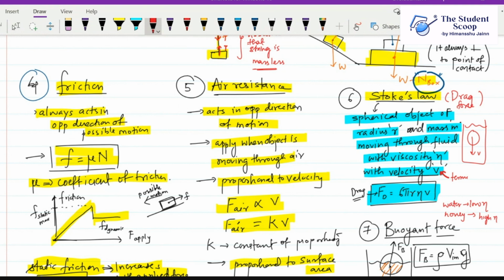This Stokes law is newly added to the syllabus, so we will see a couple of examples of how it will be used, but in most cases it will be very straightforward. You just have to be aware that it is only applicable for spherical objects. If there is a spherical object moving through a fluid at some velocity v, then it experiences a drag force, and drag force is always in the opposite direction of the motion of the object.